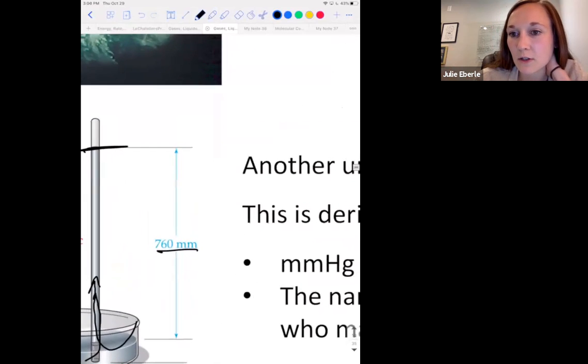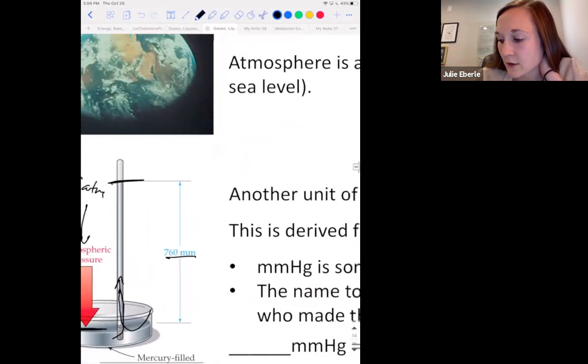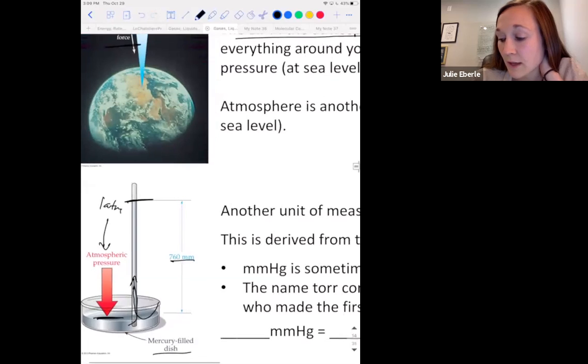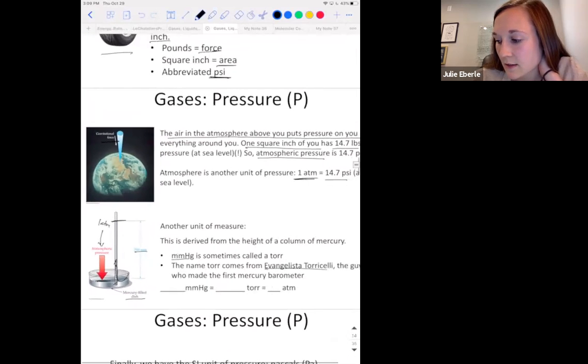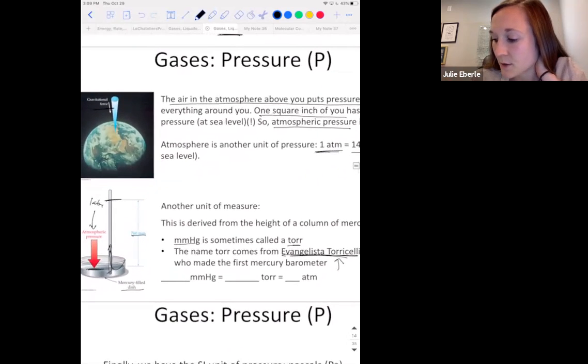You recognize those units, right? 760 millimeters. So they came up with a unit, they called it millimeters of mercury. The guy who did this, because his last name is Torricelli, they also call this a torr. So 760 millimeters of mercury equals, they just plug in a different name for the unit, so same number, 760 torr. All of that is equal to 1 ATM.